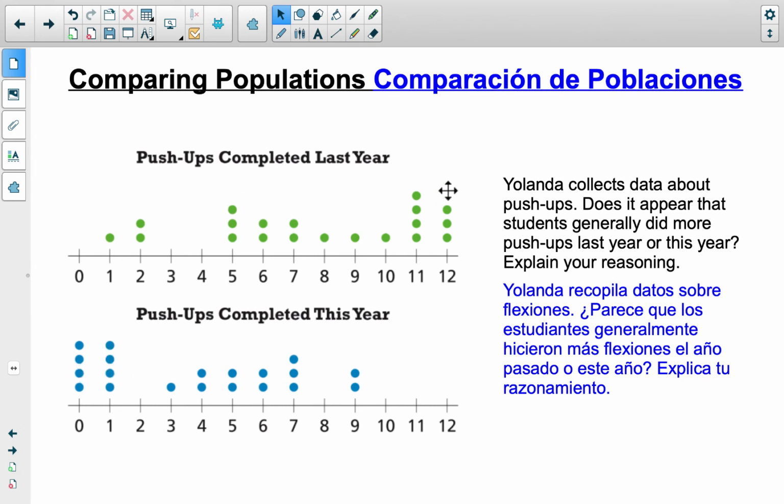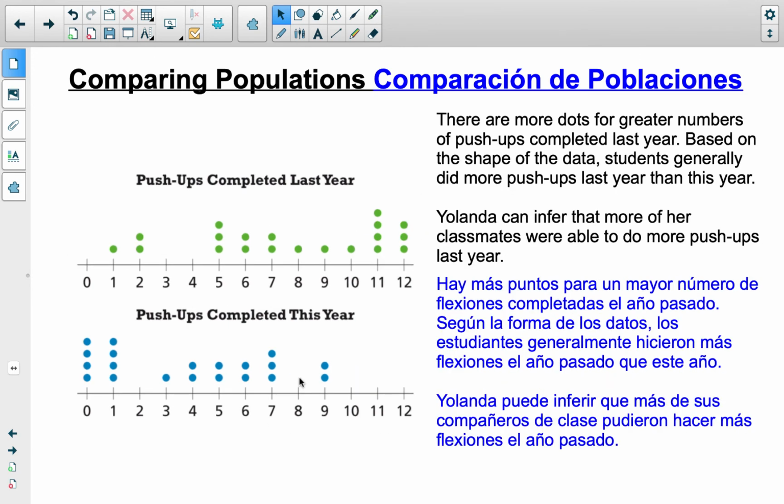So on average, I'm going to say that last year seems to have more. And that's before even calculating it. Obviously, if I wanted to explain or prove my reasoning, which it asked me to do here, I would explain that, oh, the mode's higher here. The data spread shows it shifted further to the right, which means it's greater. But I would go that extra step and actually calculate the mean for last year and the mean for this year and then compare, because that's additional proof showing on average there were more push-ups last year than this year.